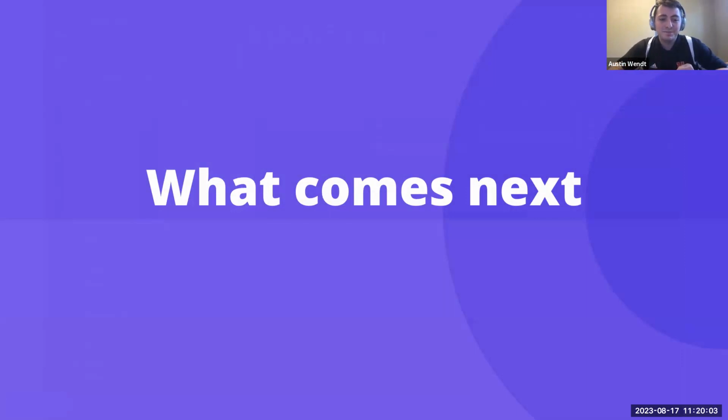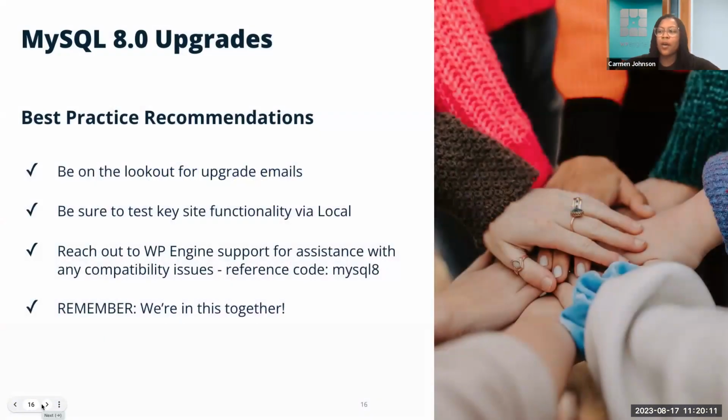Yeah, Austin, that would be back over to me. Thank you for that walkthrough. So, what comes next? Basically just a recap of what we've already covered. The upgrade emails are going to be the tool for knowing exactly when your upgrade window will fall. Again, we plan on communicating this at least 2 weeks before your actual upgrade time.